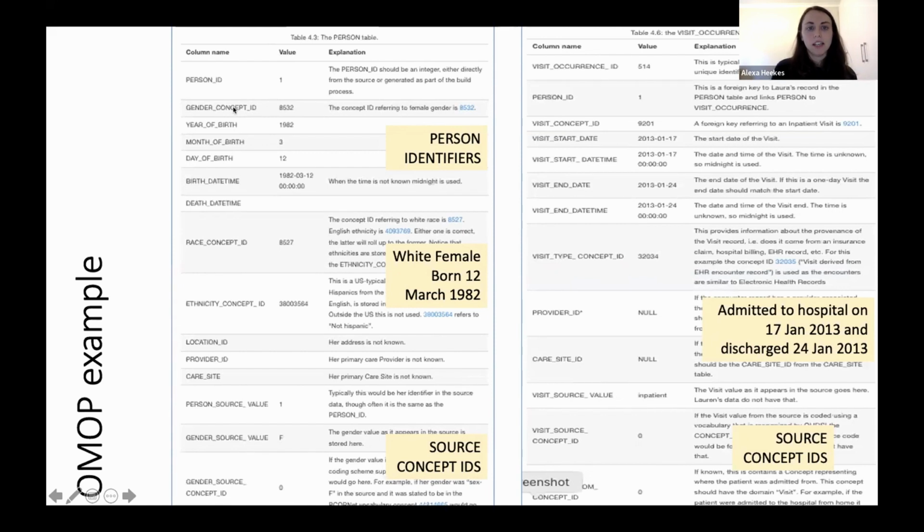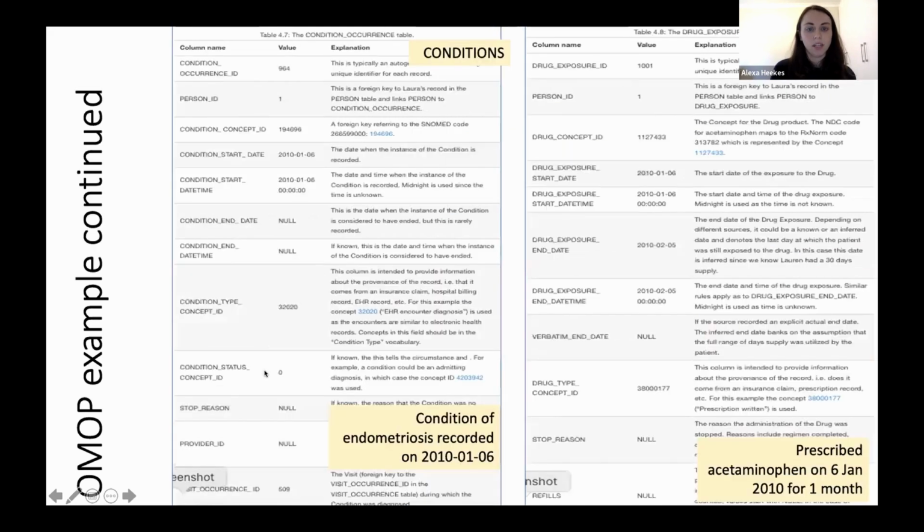And similarly, this can be used for other kinds of terms. So you'll see here on the right with their visit table, the visit source value is inpatient, and this maps to the visit concept ID of 9201 for inpatient admissions. It also has a very logical structure with person, date, location if available, and provider if available in each table. Similarly, this is the condition table, and here you can see the condition coded by SNOMED code and when it was recorded first, and then the drug exposures on a given date.